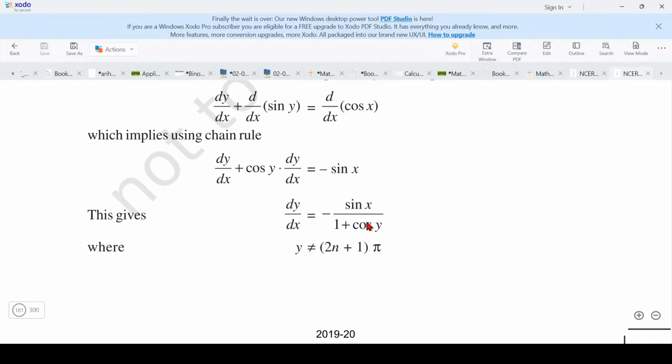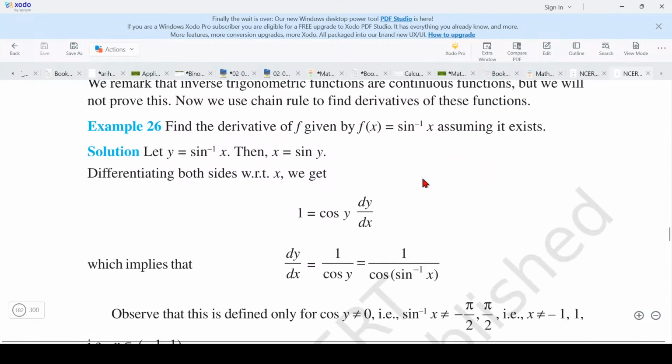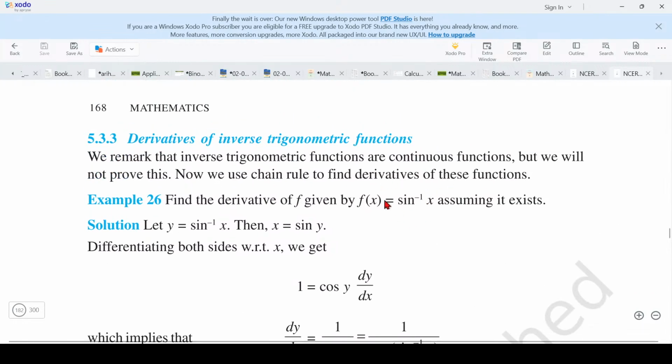Okay, understood, sir. We just applied the chain rule, basically. We just applied implicit differentiation, this one. Okay, got it. So this one, how will you do? Tell me. Sine inverse x.